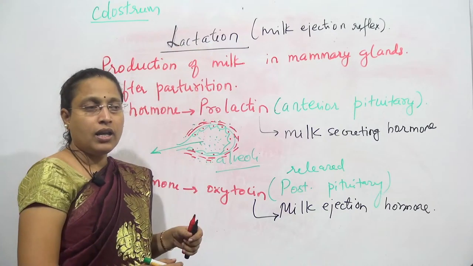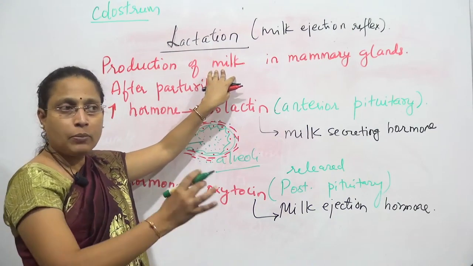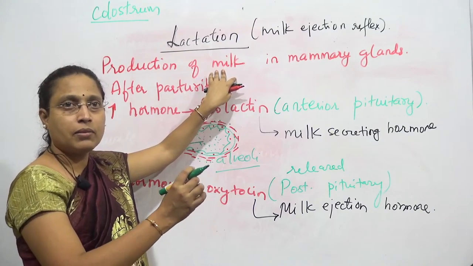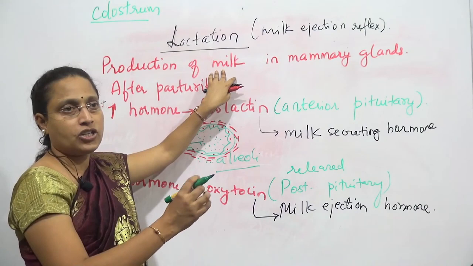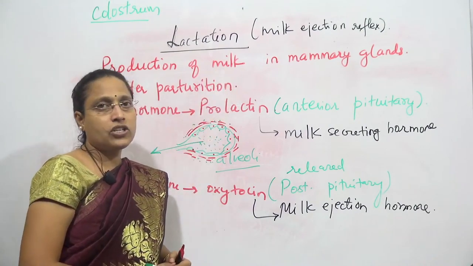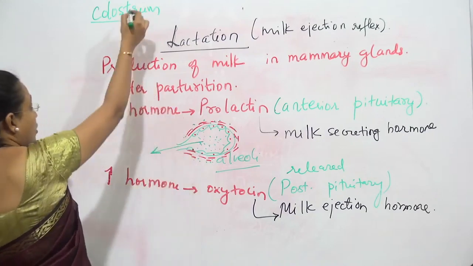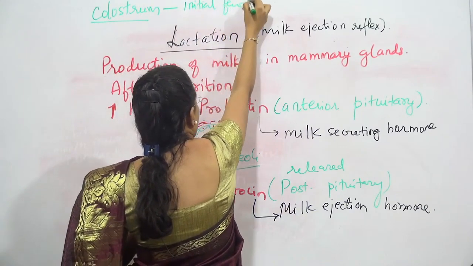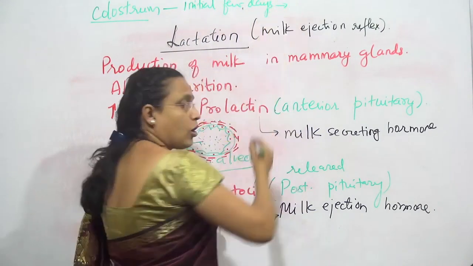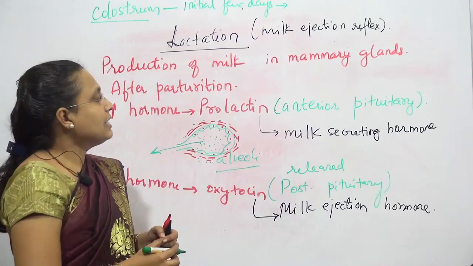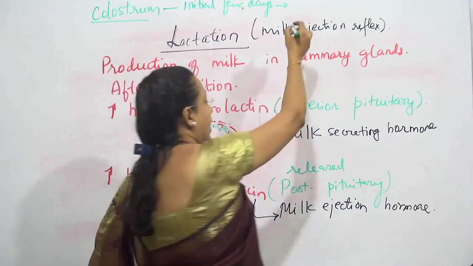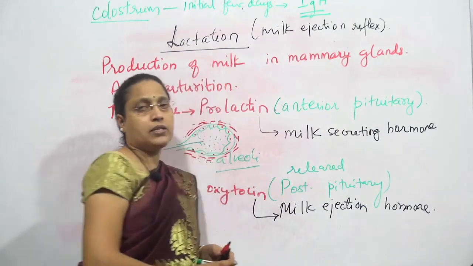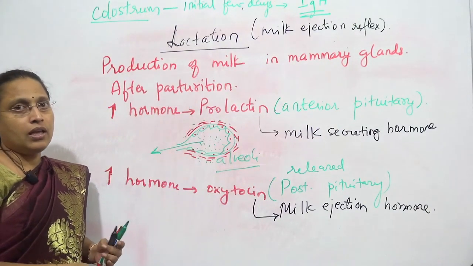Lactation period means how long this milk production will go. That period during which milk production occurs by the mammary glands is called the lactation period. The average duration of the lactation period is 6 months. In that, only the initial few days will be yellowish in color. This yellowish milk is called colostrum, and it is highly nutritious, and it contains the antibody IgA that provides passive immunity to the newborn.